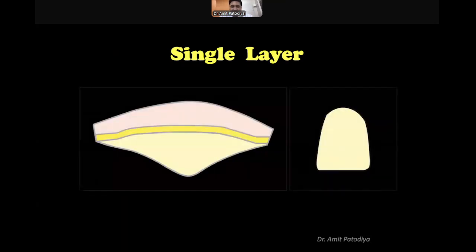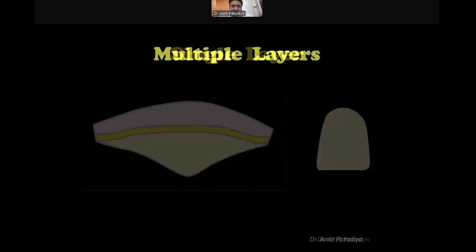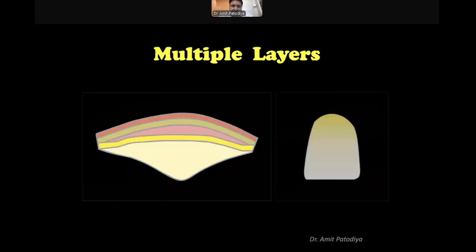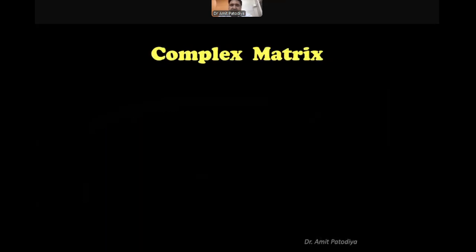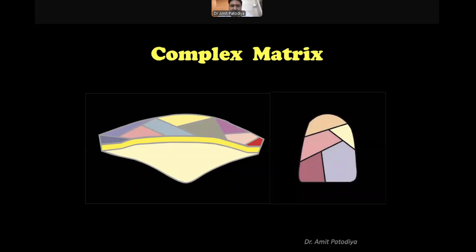So when you're doing a single layer preparation, you can only get a monochromatic effect. But if you're doing multiple layers, then you will get that polychromatic effect, where the base layer is different, the top layer is different. That is the idea of multiple layers. And when there is a complex matrix, a tooth having multiple shades inside, then you have to use it in a different way to give a complex matrix to recreate what was the original tooth.